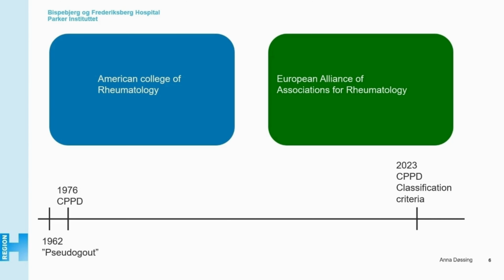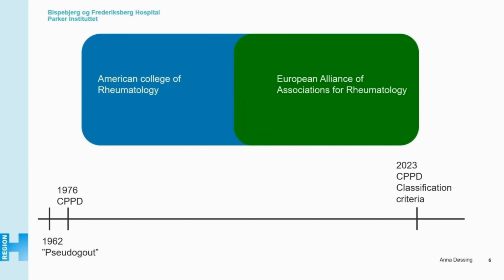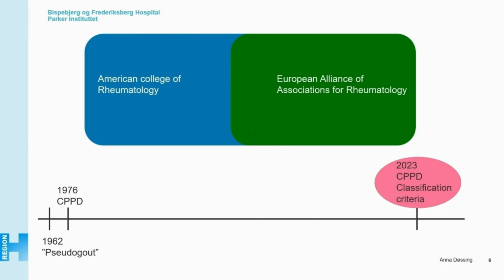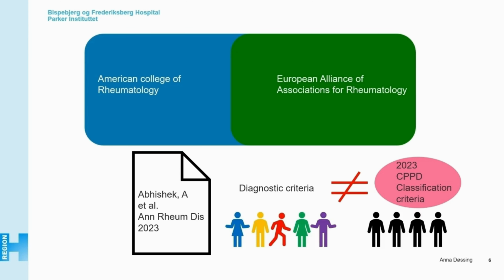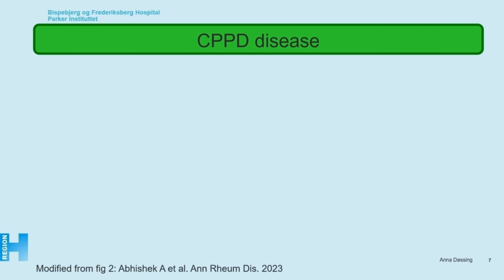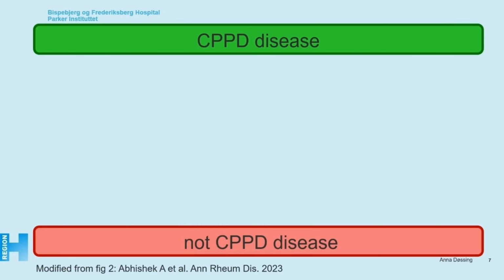Joint forces from the American College of Rheumatology and the European Alliance of Associations for Rheumatology have now published the 2023 CPPD classification criteria, which was published in Annals of the Rheumatic Diseases. The classification criteria is not to be confused with the diagnostic criteria, which are often more heterogeneous. So we'll now go through the rapid 4-step flowchart to identify people with CPPD disease and discriminate them from people who do not have CPPD disease.